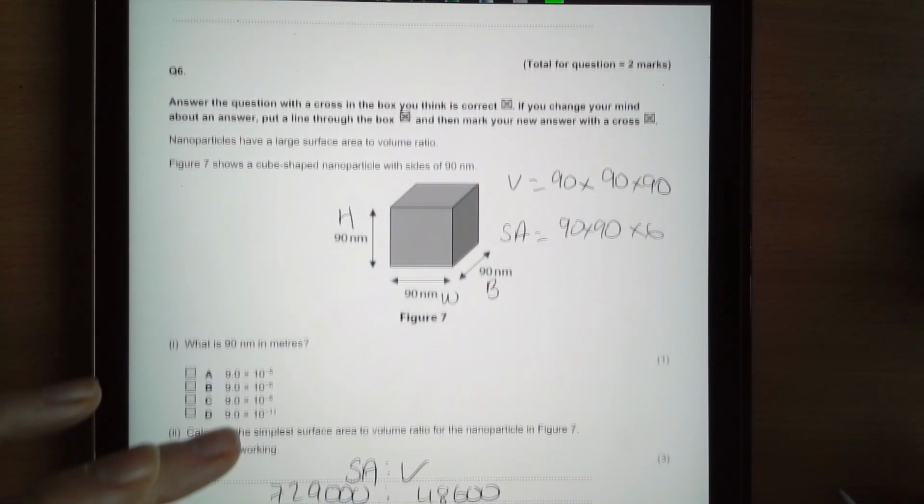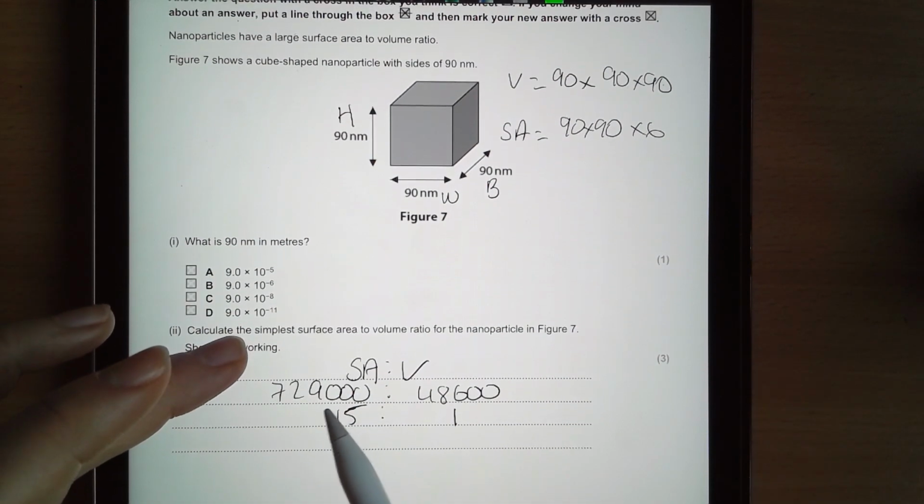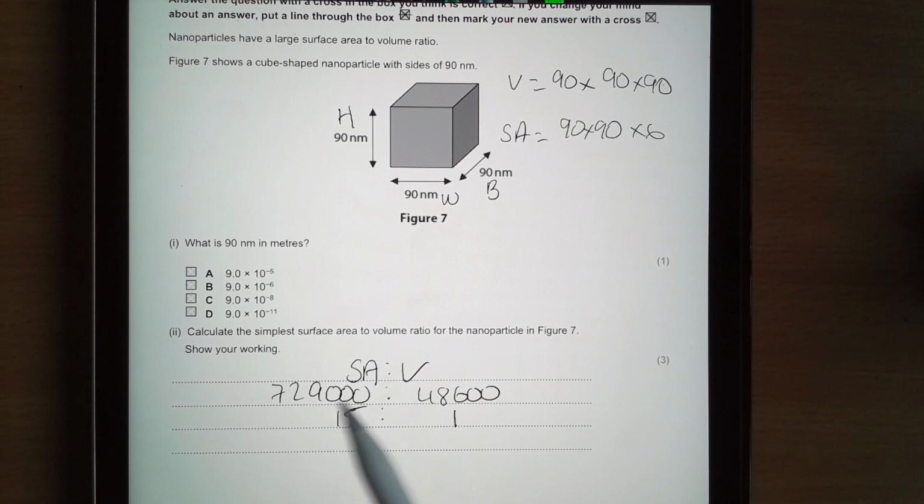And when I work that out, I see surface area is 729,000, volume is 48,600. And then to simplify the ratio, just like I do an empirical formula, I just divide across by the smallest. So I divide both of them by 48,600, and I simplify that to 15:1, and that's my surface area to volume ratio. And you get 3 marks for doing that. So these are quite nice questions.